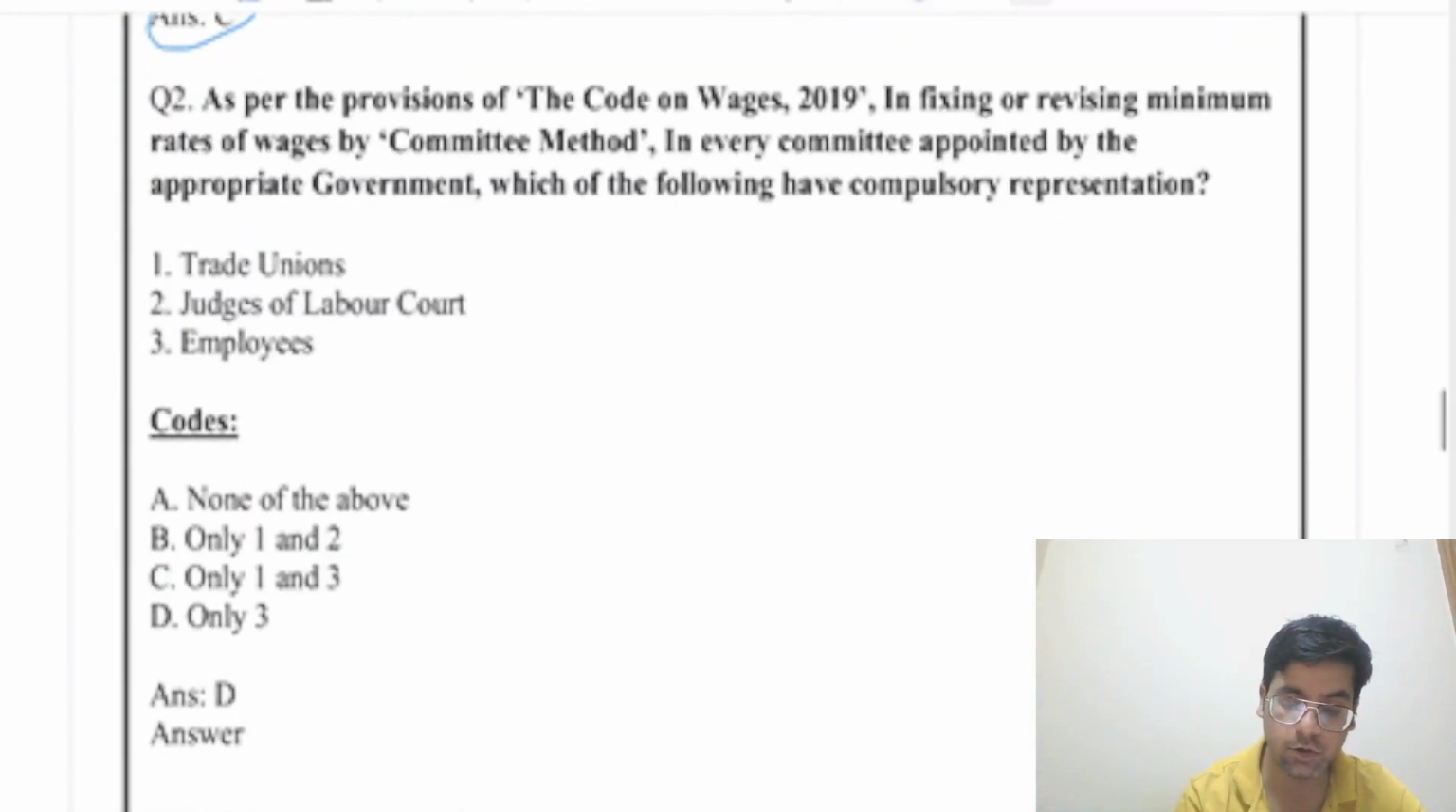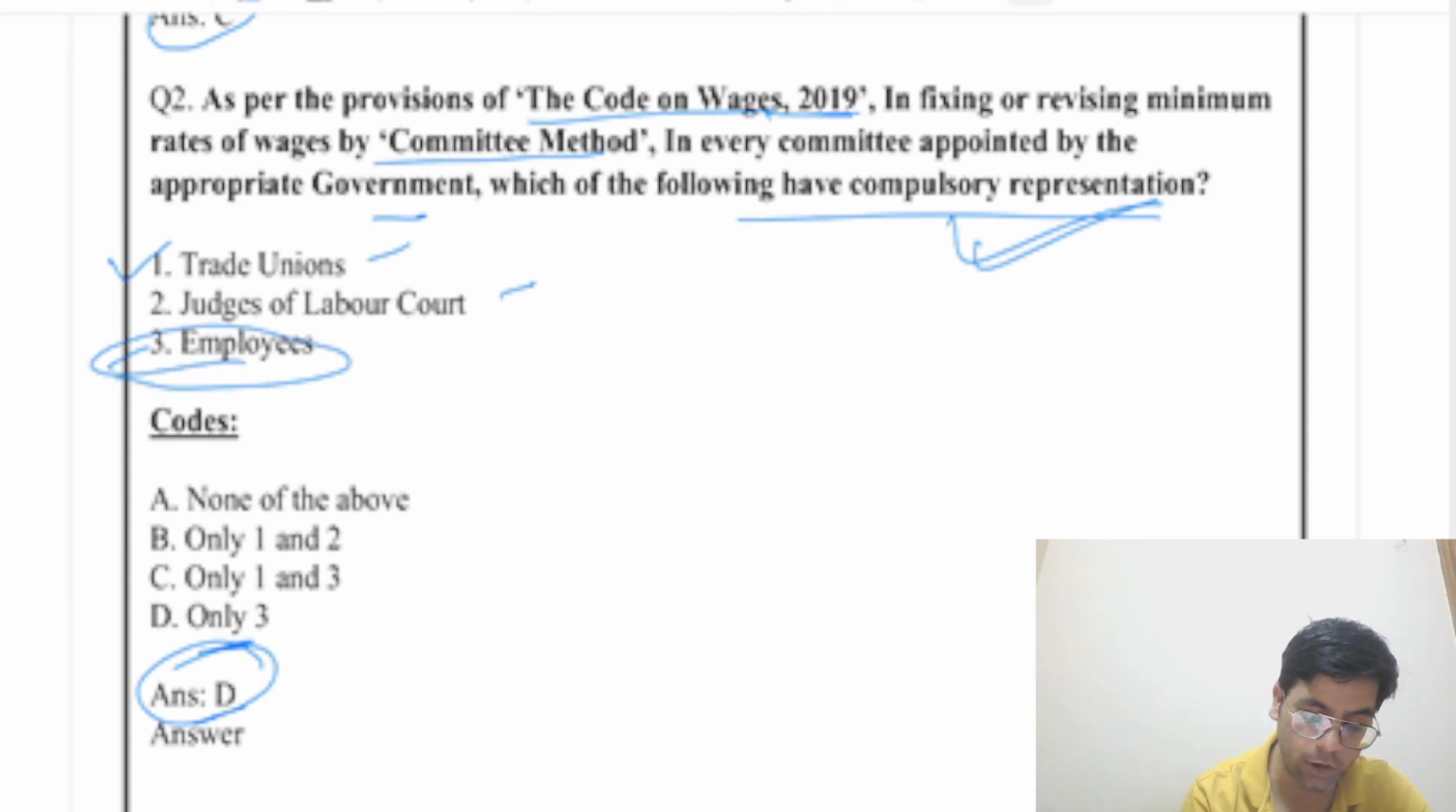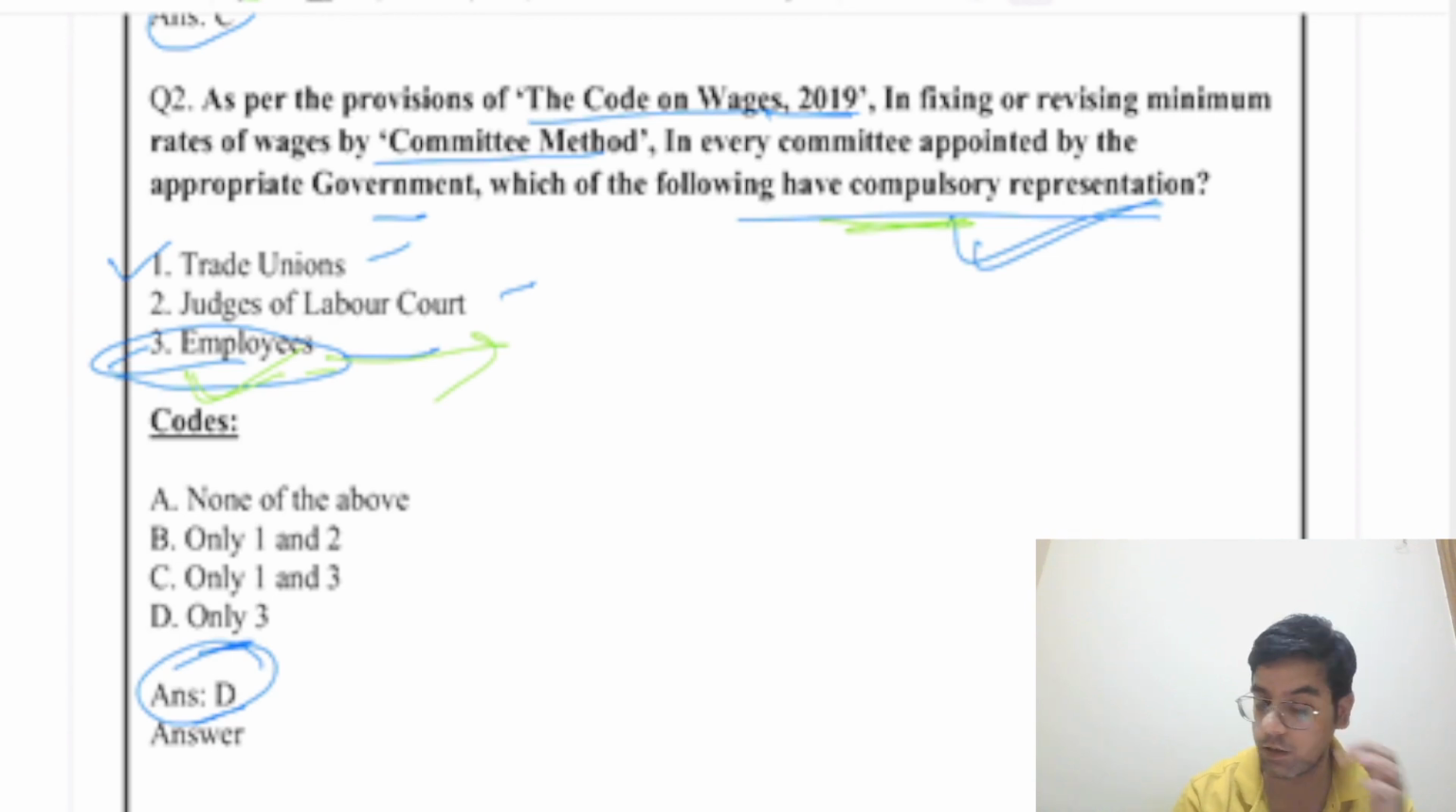Now let's see question number 2. Question number 2 says, as per the provision of the Code on Wages 2019, in fixing or revising minimum rates of wage by committee method, in every committee appointed by the appropriate government, which of the following have compulsory representation? The options are trade unions, judges of labor courts, employees. And the answer is D, which means only 3. So only employees will have representation in the committee. Compulsory representation means employees have to be represented. It is a must.